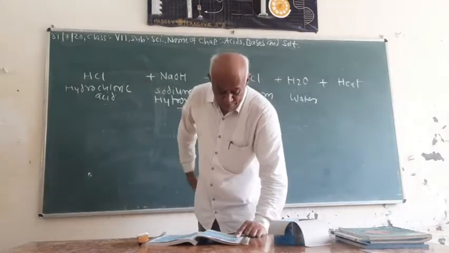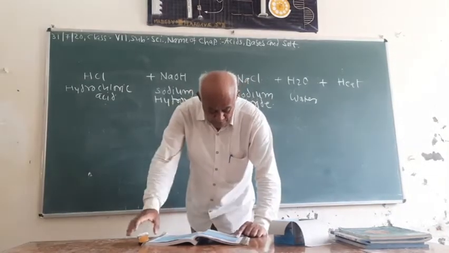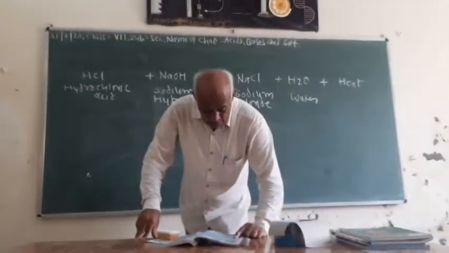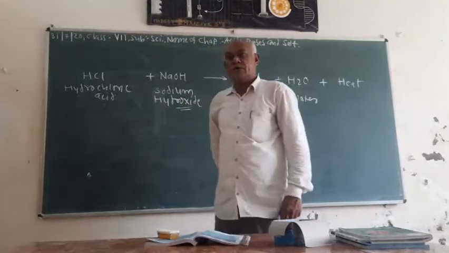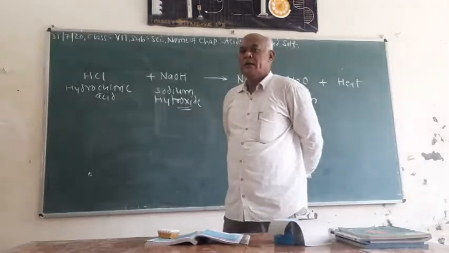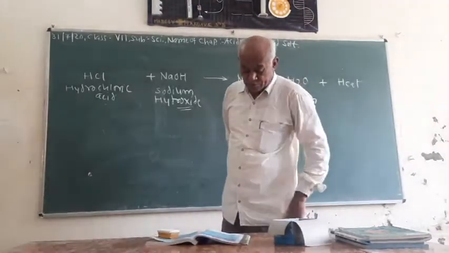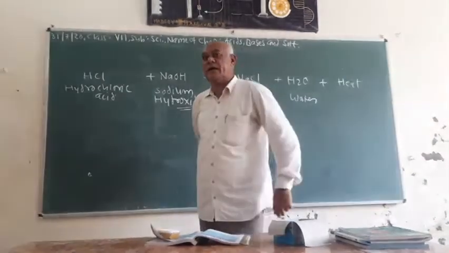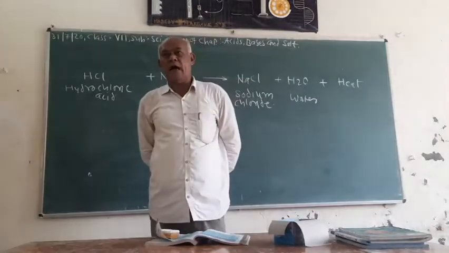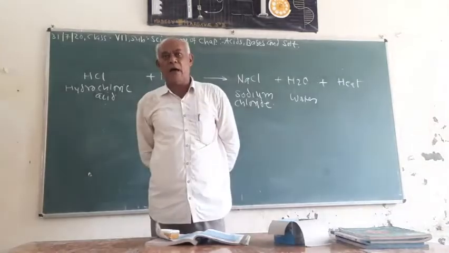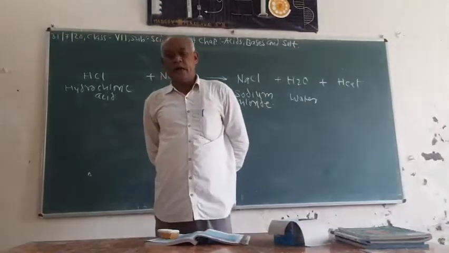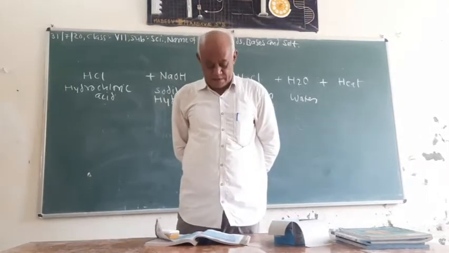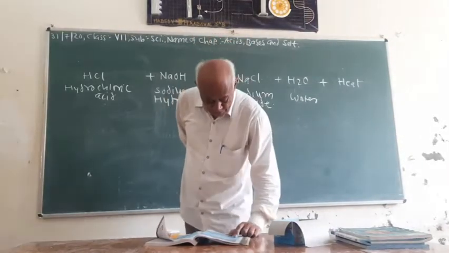Now the fourth statement, indicator is a substance which shows different color in acidic and basic solution. This is also a true statement. So we mark T against this statement because indicators are a special type of substance which are used to test whether the substances are acidic or basic. So this statement is a true statement.